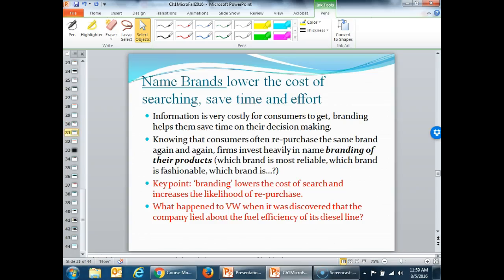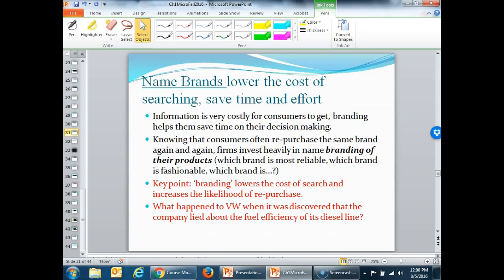So name brands, they lower the cost of searching. They save time and effort. If you're ever in a marketing class, you're going to talk a lot about branding because that's key to marketing. But it's also very important for economists as well, because we realize that information is really costly for consumers to get, and therefore branding really helps them save time on their decision making.